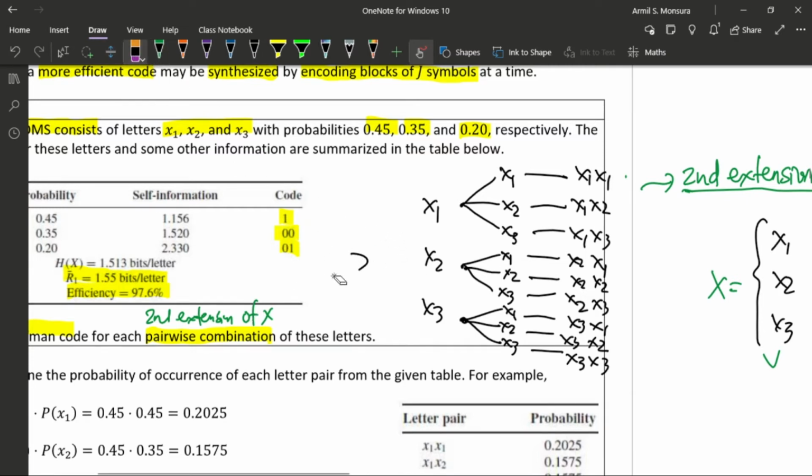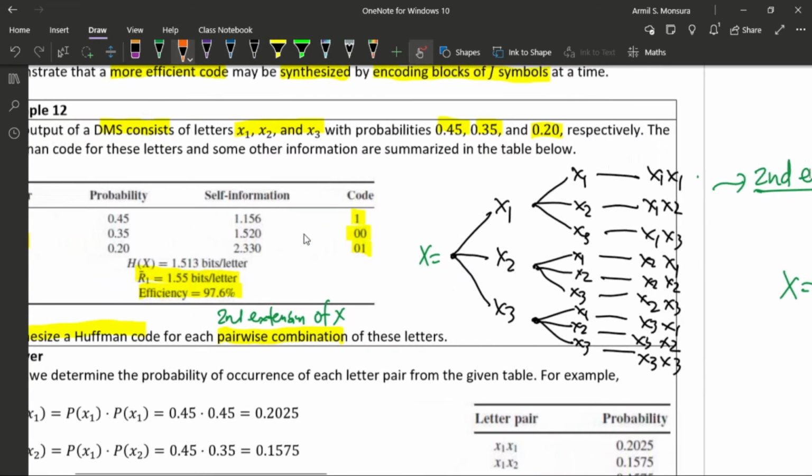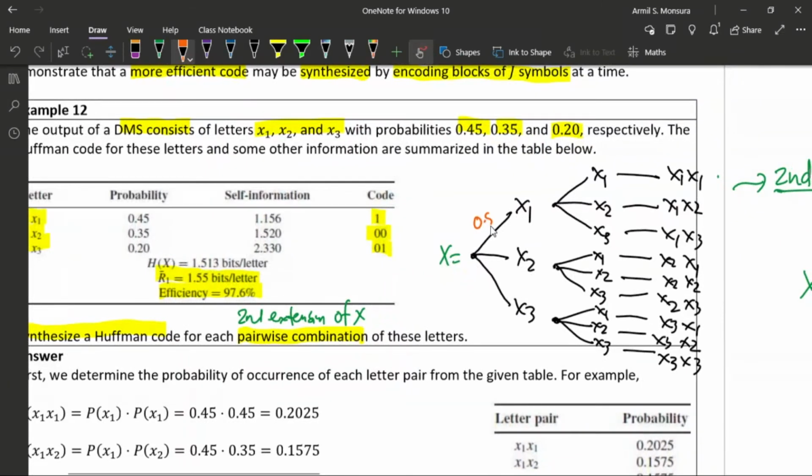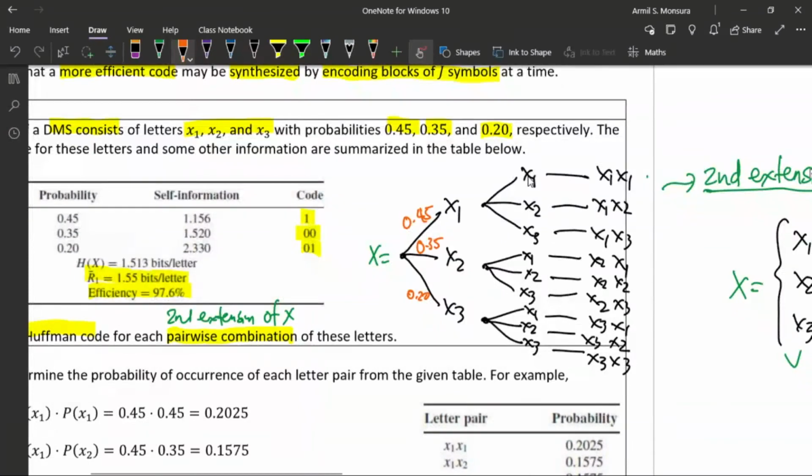Let's have a branch connecting that and that. We take note that the probability of X1 occurring is 0.45, the probability of X2 occurring is 0.35, and the probability of X3 occurring is 0.20. Here also, the probability of X1 occurring is 0.45, the probability of X2 occurring is 0.35, and the probability of X3 is 0.20. Okay, so let's try to complete that information.